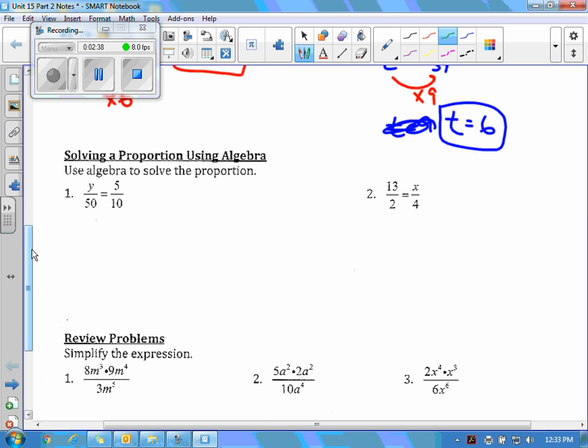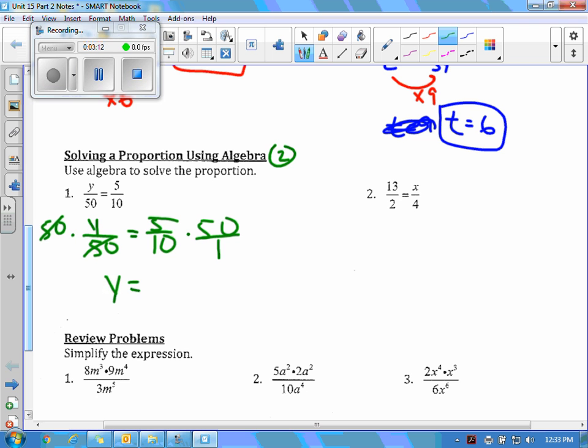Our second method is solving a proportion using algebra, which ties into what we've done in the past with solving equations, and what we did pretty recently with solving with multiplicative inverses. So I have my proportion, y/50 equals 5/10. The algebra way to do this is to think I need to solve for y. Since I'm doing division on the left side, I'm going to multiply, because that's the inverse operation, by my denominator. So these 50s cancel out. I get y equals, and then I can simplify 10 to 1 and 50 to 5, so 5 times 5 is 25.